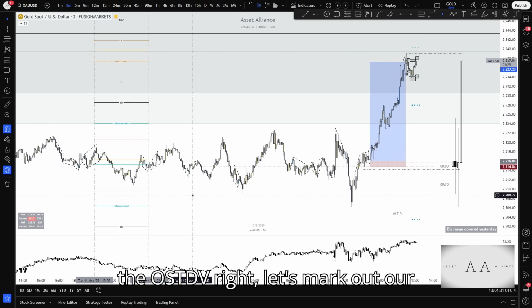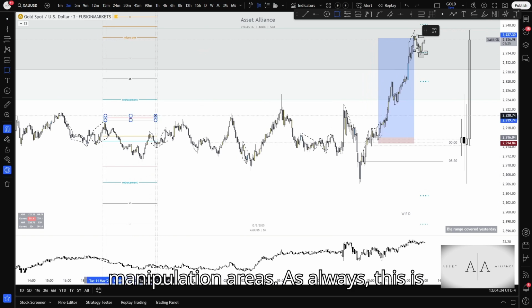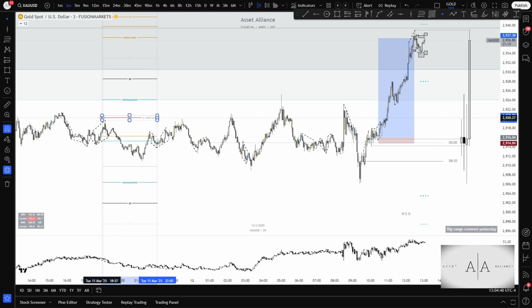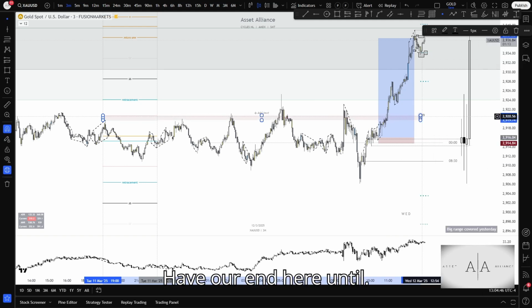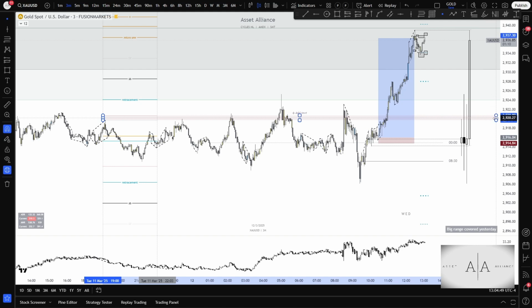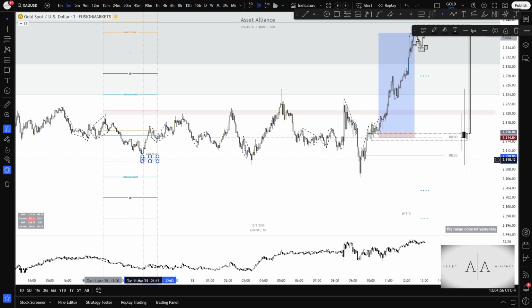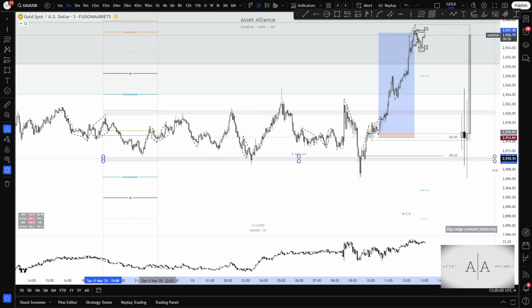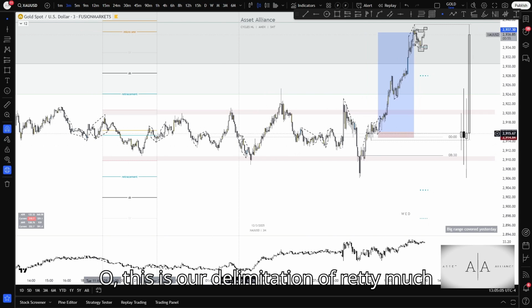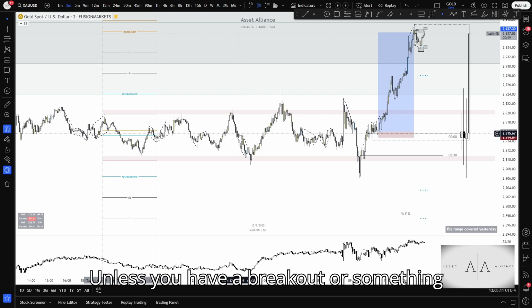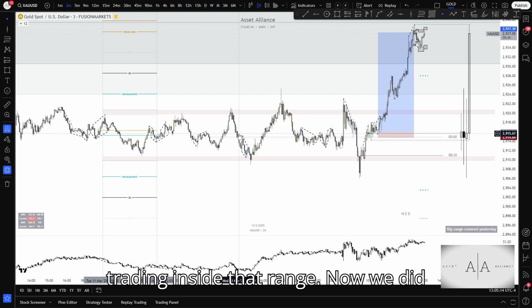Now, if we look at the OSTDV, right? Let's mark out our manipulation areas as always. This is something you can use for the whole day as breakouts and retests or sweep areas. Let's mark it out. Have our M here until here, I don't care. Then here to here. This is our delimitation of pretty much the accumulation of the day, the sideways movement that's going to happen, right? Unless you have a breakout or something, you're pretty much going to be trading inside that range.